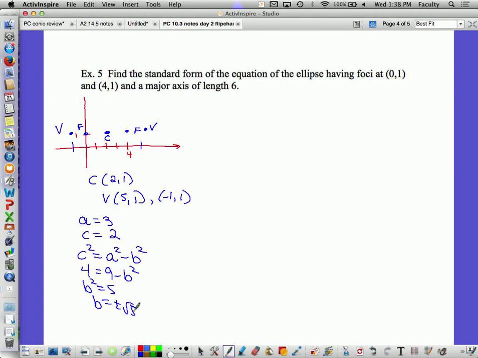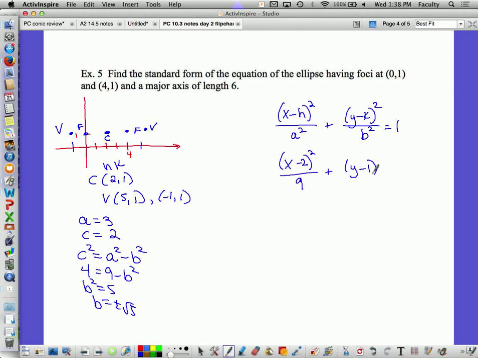The other thing I know is the foci are on the major axis. This means that the major axis is horizontal. So that means it's x minus h squared over a squared plus y minus k, the quantity squared, over b squared equals 1. Well, I know h, k, a, and b. I'm done. I just need to plug it in. So I get x minus 2 squared over 9 plus y minus 1 squared over 5 equals 1. So that's a really cool problem, a different way to look at it.